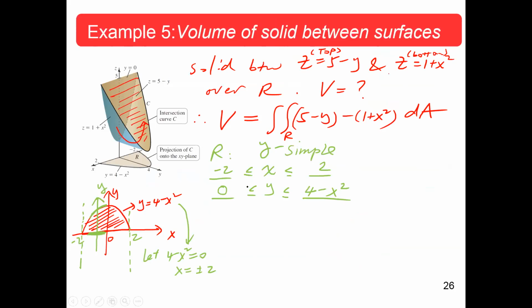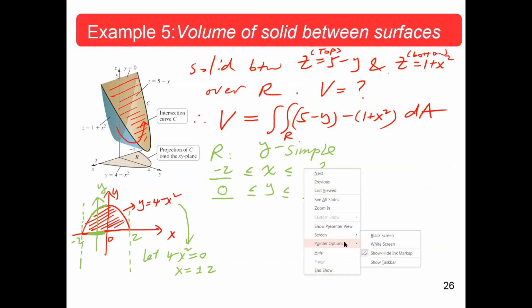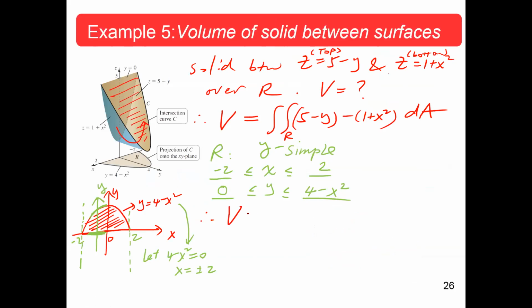Good? All right, so I'm going to ask you guys to complete the volume double integral setup. So I can also simplify this. 4 minus 1. Constant to the outside, so negative 2 to 2 matching dx, and 0 to 4 minus x squared dy inside. Is that what you guys got?